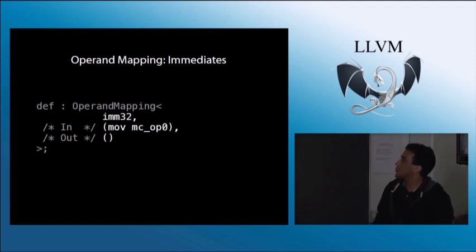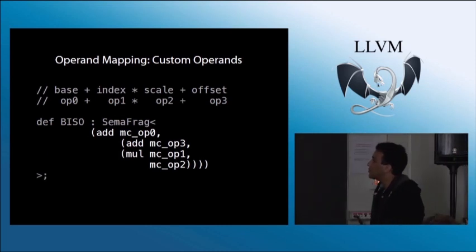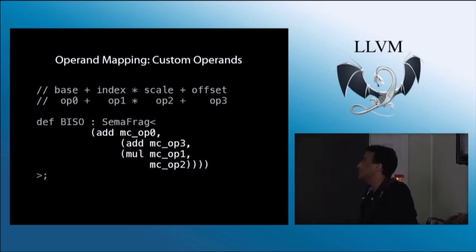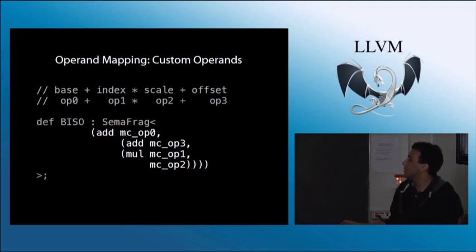We also have immediates. Another node we define is move. The value of the expression is the value of the MC op 0 node. For output operands, it doesn't mean anything. There's a more complicated thing, like custom operands. In this case we have the base index scale offset calculation. Here we do it by hand because it's somewhat clear for non-LLVM initiates. We could also do something like get element pointer, but it would be less clear for outsiders. So here we do the base scale index offset calculation.